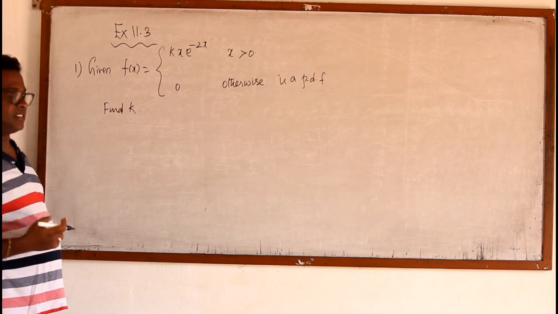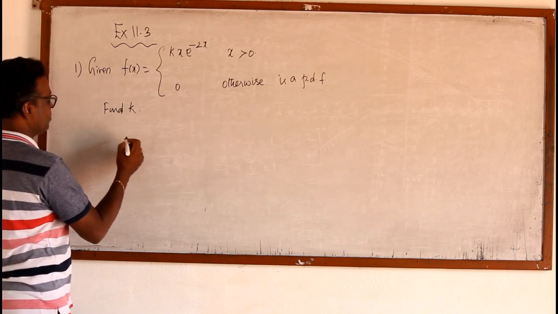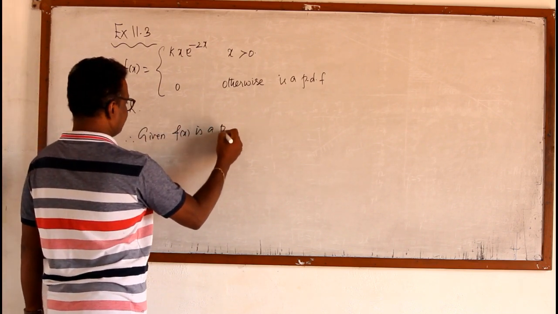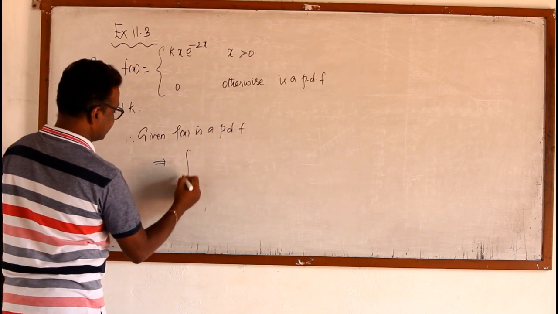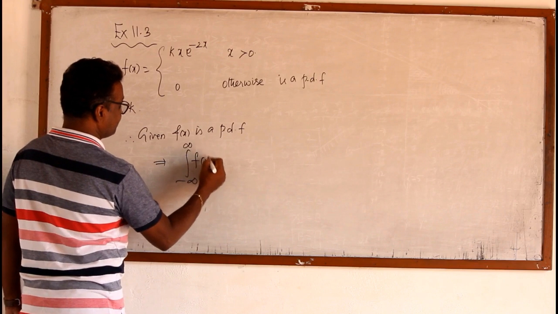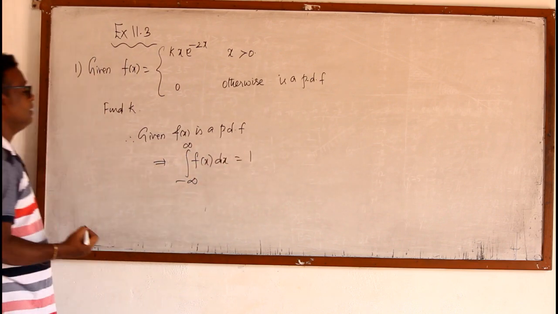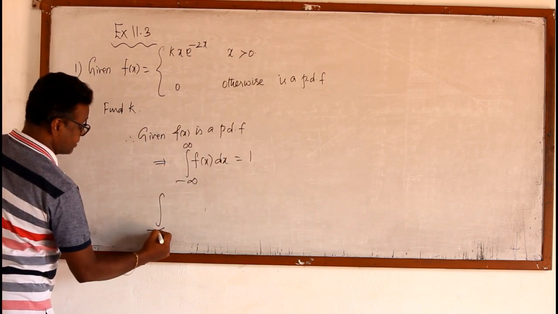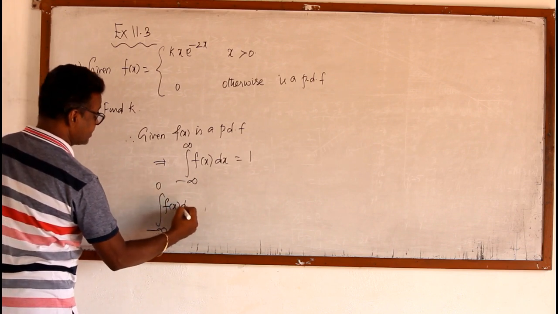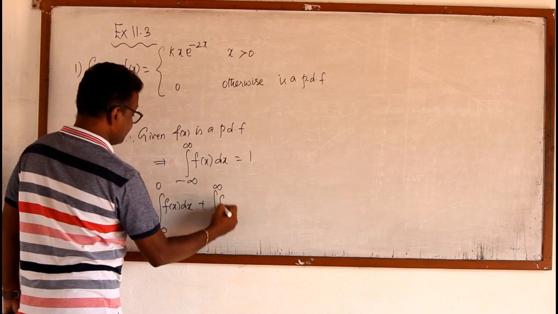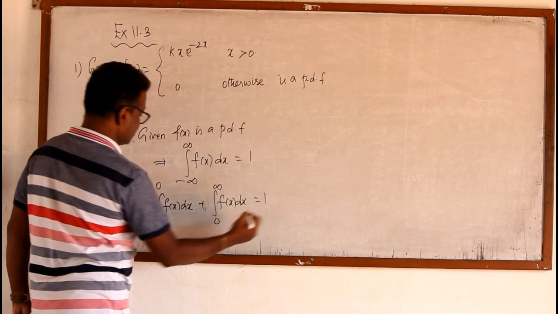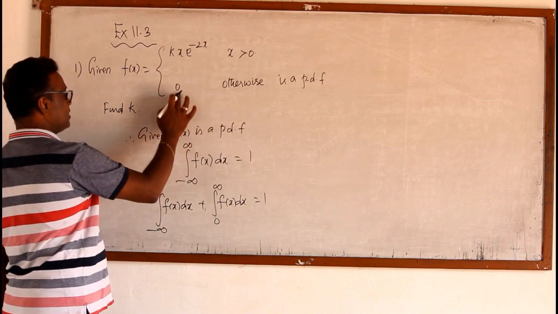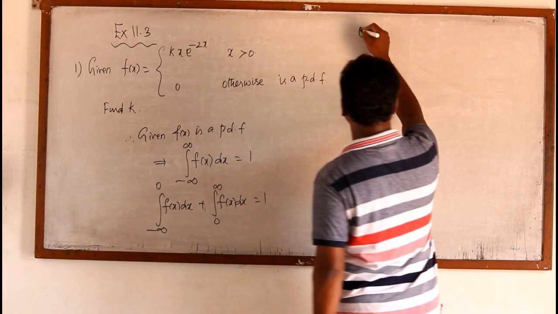We know the total integration is 1 because the sum of all the probability is 1. So given f of x is a PDF, this implies integral minus infinity to plus infinity f of x dx equal to 1. Now the function is existing only for x greater than 0. That means I can write this as minus infinity to 0 f of x dx plus 0 to infinity f of x dx, equal to 1, because it is having a split at 0. Now from minus infinity to 0, it is 0. Therefore, I can write the first integration as 0.